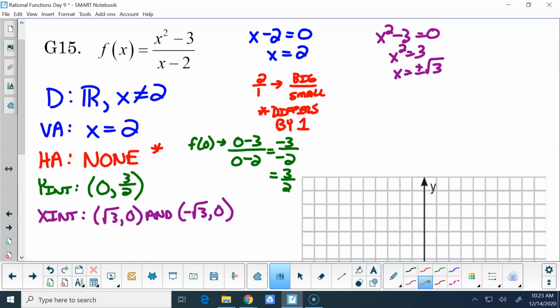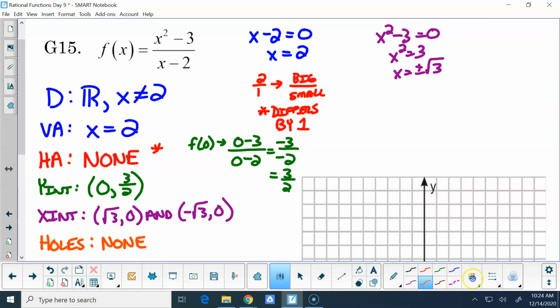That's number 5, right? Okay. Do we have any holes? Why not, Noah? We didn't factor anything out, so we have no holes. Okay. Now we come to step 6.